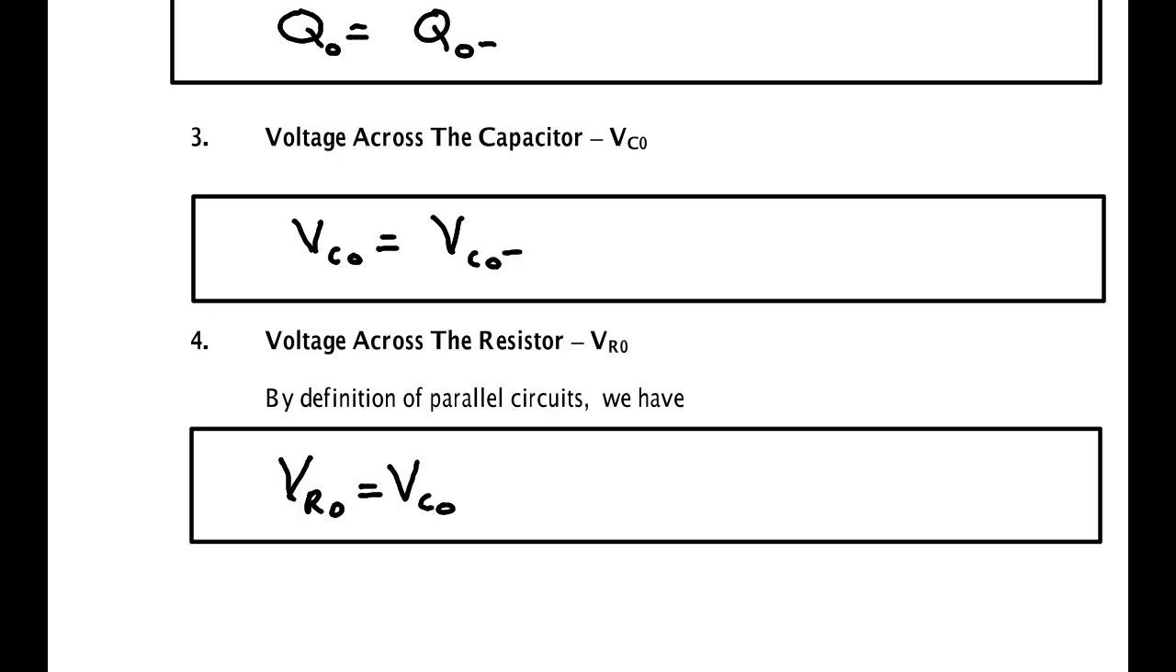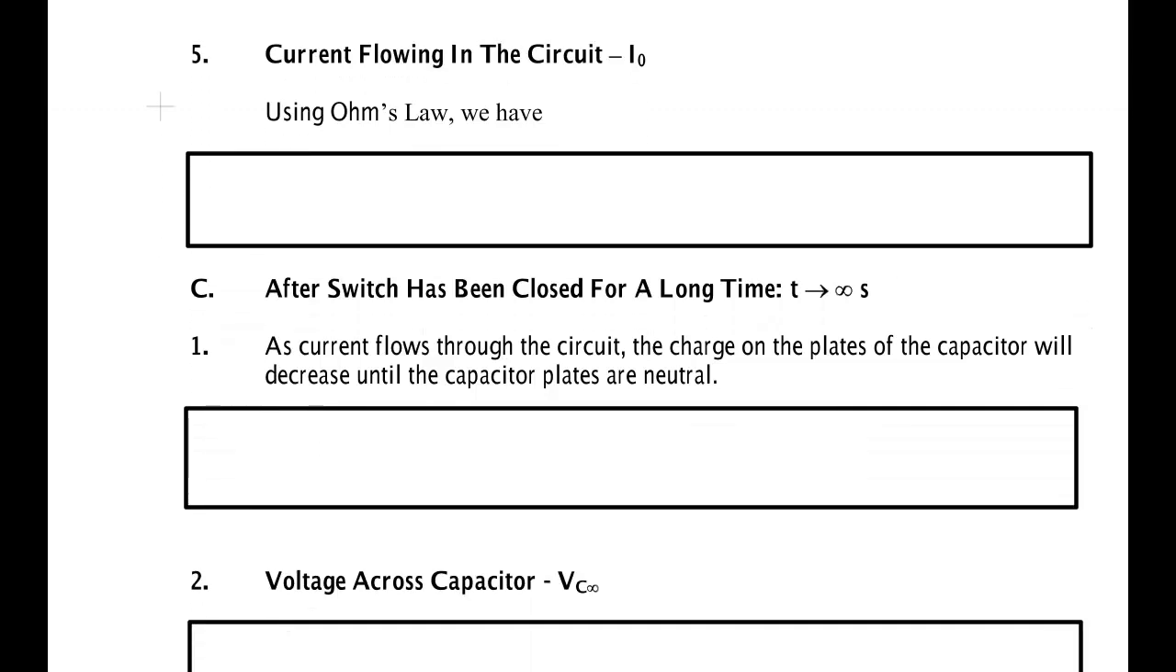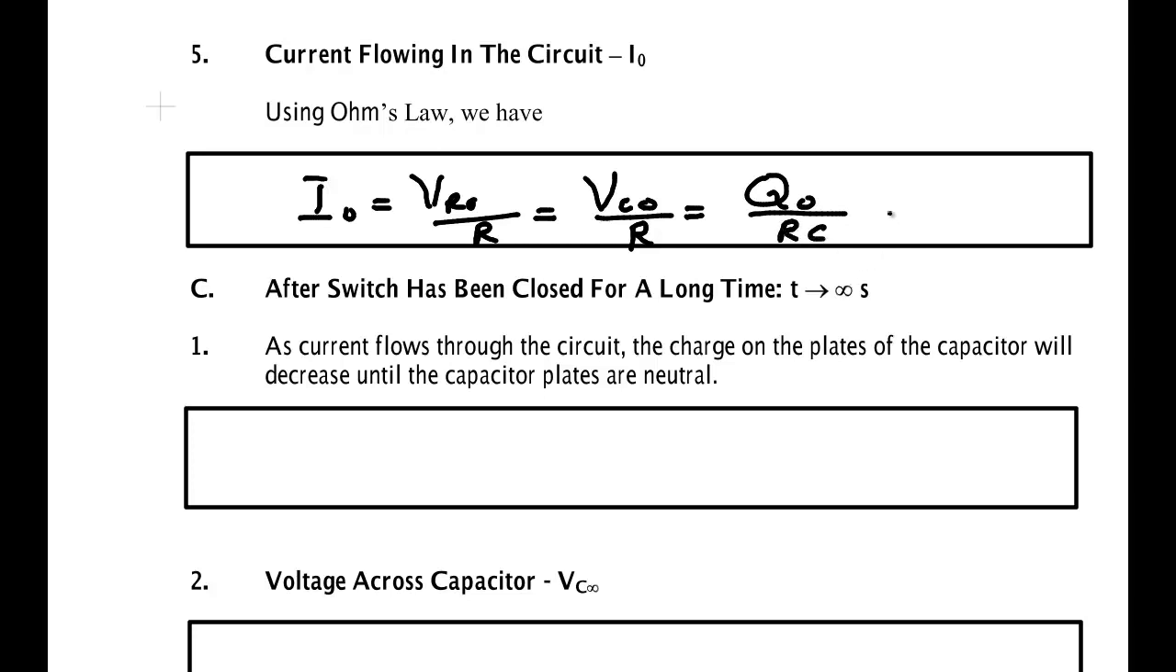Now we can find the current through the resistor using Ohm's law. The current is equal to the voltage across the resistor over the resistance, which is just V C naught divided by R, which of course, if you want, is Q naught over RC. By the way, that's Q naught over tau.